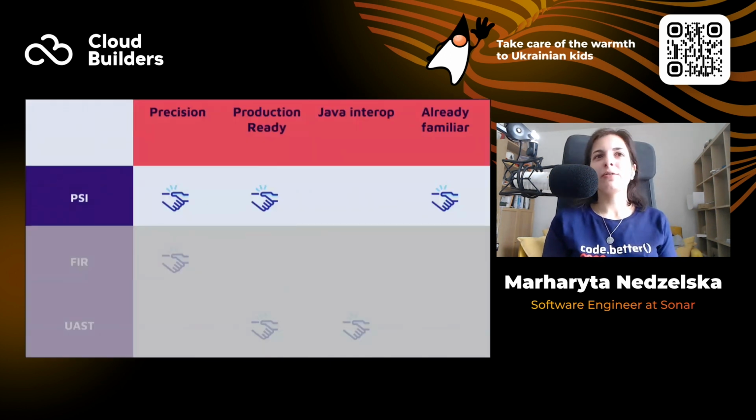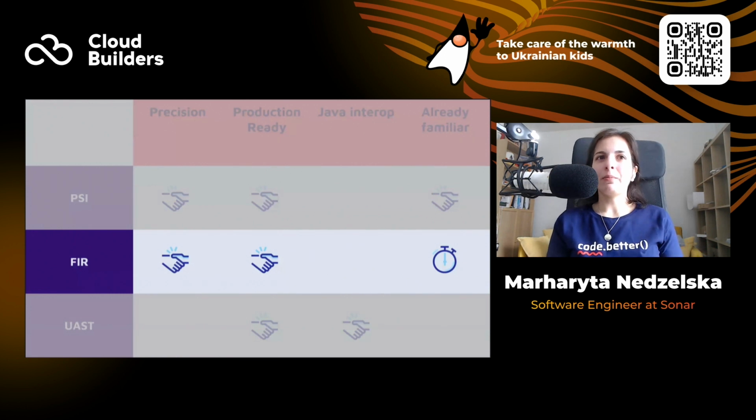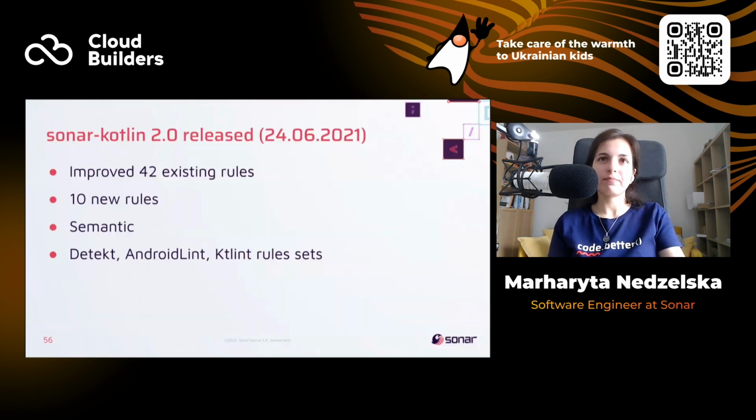So knowing all these problems and a lot of more problems with PSI, we still plan to switch to front-end intermediate representation once it's ready for production and we are going to be familiar with it. So now we are investigating playing with it in our playground, and soon we are going to switch to it.